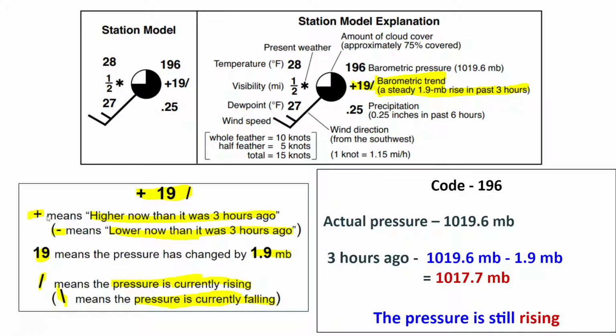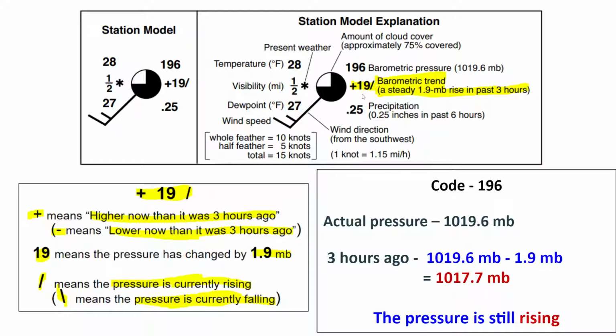So, the plus sign right here means that whatever pressure you have on your station model already, in this case 1019.6 millibars, this pressure is higher now than it was 3 hours ago. Instead of a plus sign, if you had a negative sign, that would mean that whatever pressure you have now, that pressure is lower now than it was 3 hours ago.